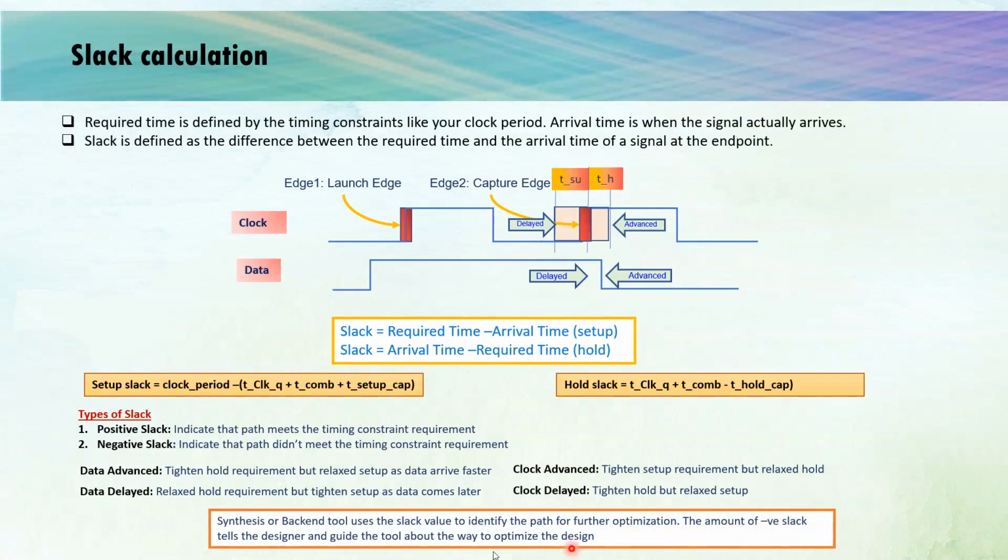So the amount of negative slack guides the designer or the tool about the way to optimize the design, that is, how much optimization the design needs. Understood? I hope this is easy to understand. If not, you can write your questions in the comments and we'll try to answer them.